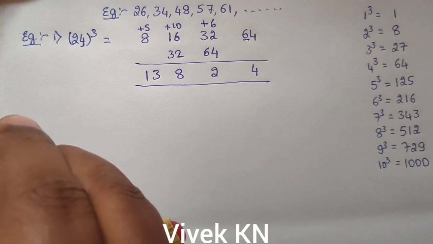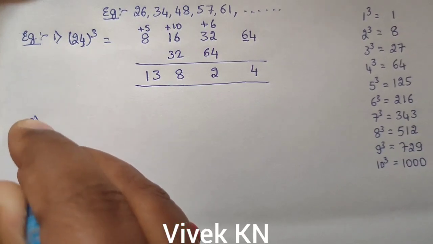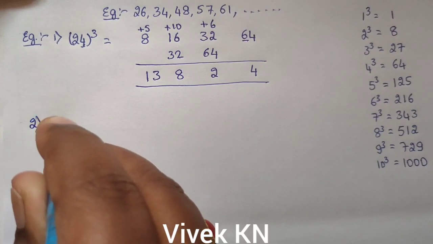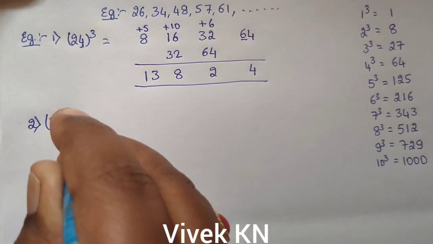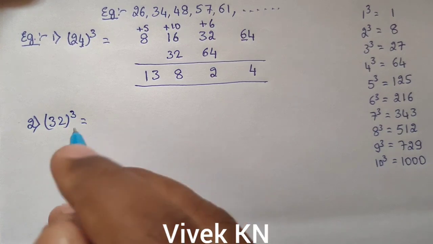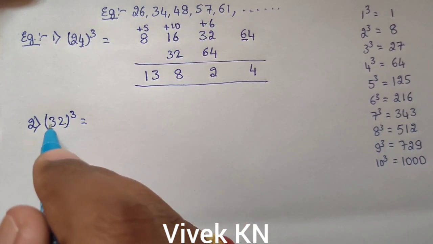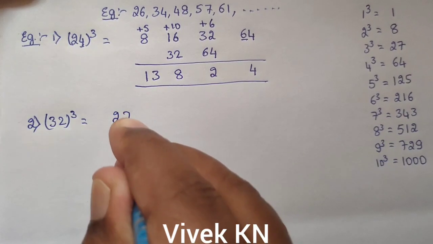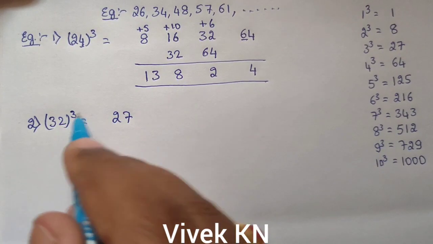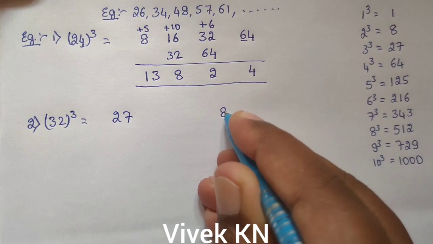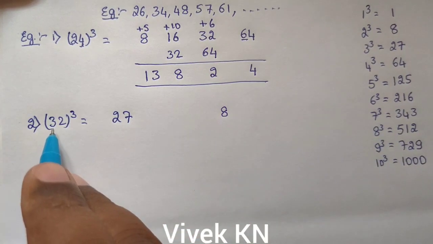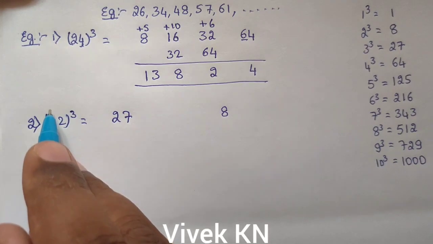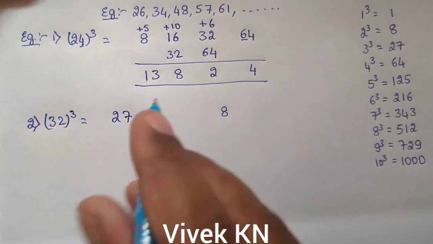Example 2. Now let us cube the number 32 whole cube. In the first step, we have to cube each digit of the given number. That is 3 cube is 27 and 2 cube is 8. In the second step, we have to square the first digit of the given number. That is 3 square is 9. 9 into 2 is 18.